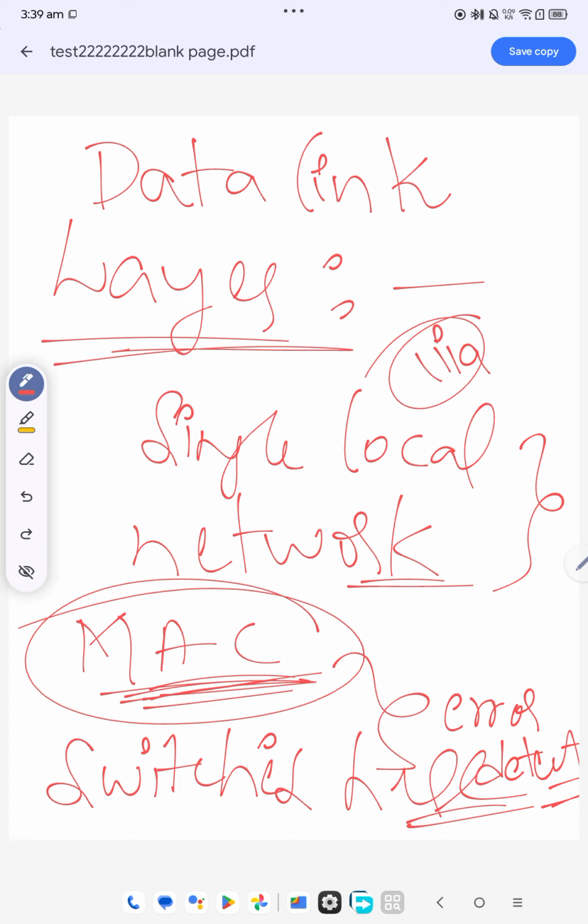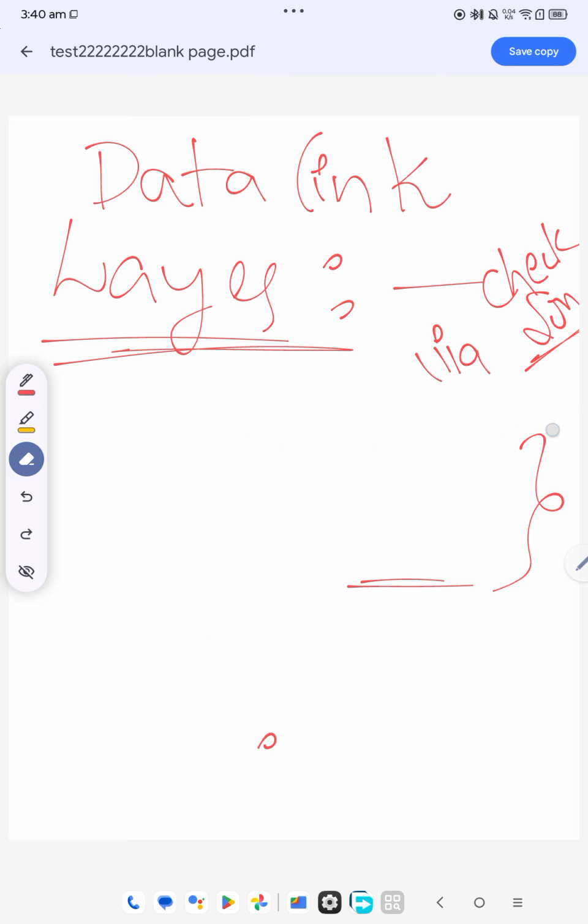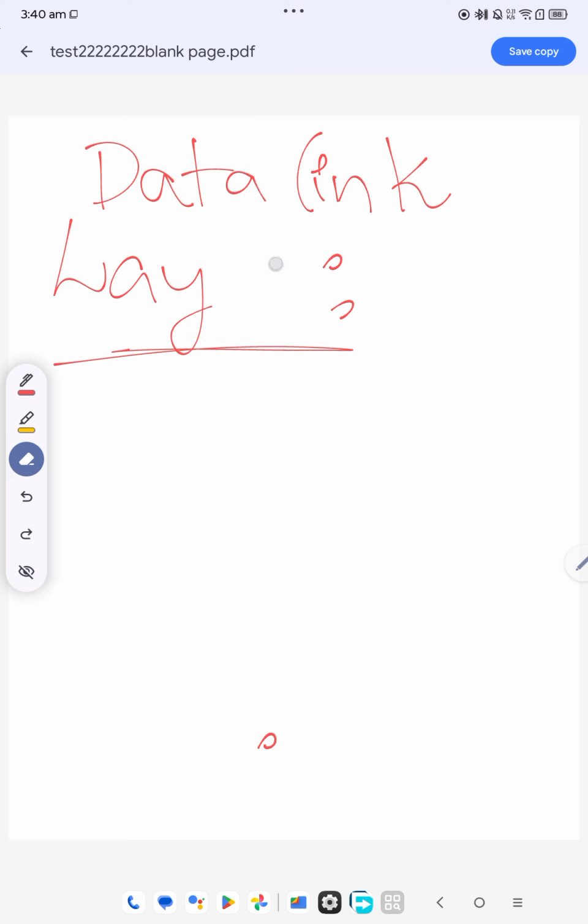By using a checksum, it detects errors only. Okay, I think you understand the data link layer. What is special about the data link layer? It uses the MAC address, so communication within a single local network is done using the MAC address. It also handles error detection. What is it? MAC address, switch, and error detection. These are the shortcut to remember the data link layer.